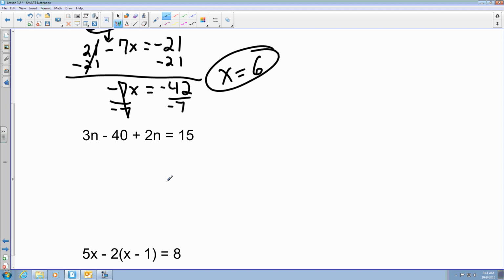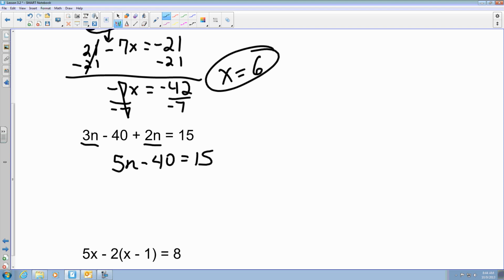Step 2 is we're going to add up like terms on each side of the equal sign. So I notice that I have like terms here and here. They're both n. They both have an n variable attached to it. So it's a positive 3n plus 2n, which will then give me 5n. And then I just rewrite the minus 40 equals 15.